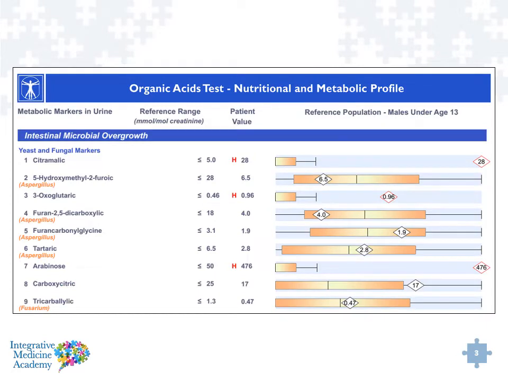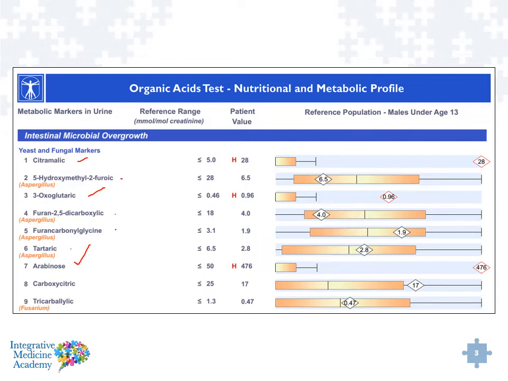So here we have an individual where we can see a few fungal markers elevated. We have a very high level of arabinose, which is linked to invasive candida. Citramalic is often high with Saccharomyces cerevisiae exposure, yeast overgrowth, and 3-oxyglutaric is the same, with a general yeast overgrowth situation in the digestive tract. You'll notice markers 2, 4, 5, and 6 are normal.